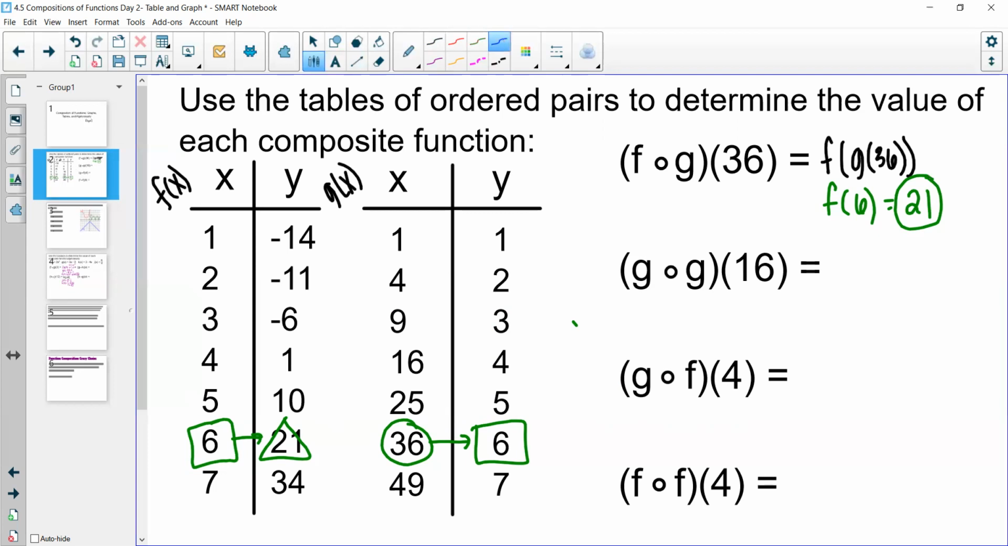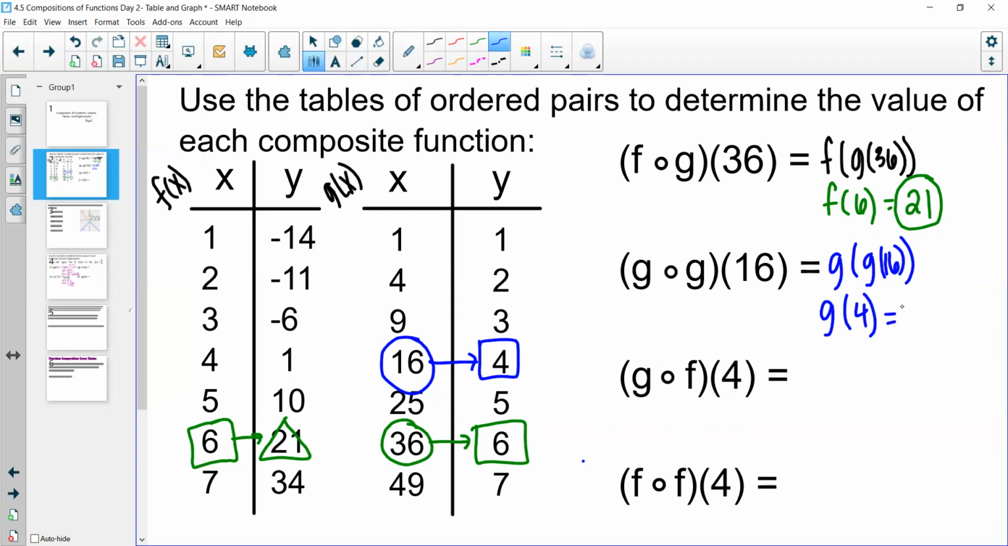Now let's take a look at this next one. This one is g composed of g of 16, or g composed of g evaluated at 16. So first we want to look at g of 16. Well, that's here, meaning that our output is going to be 4. So then we want to do g of 4 to figure out what that is.